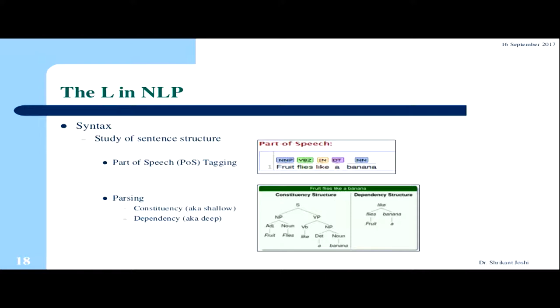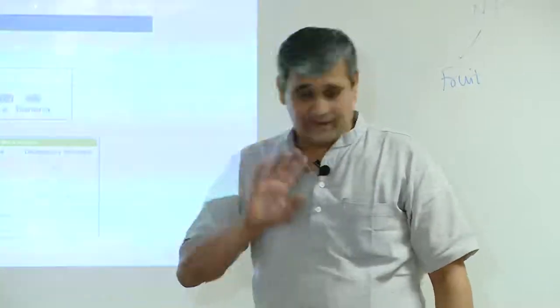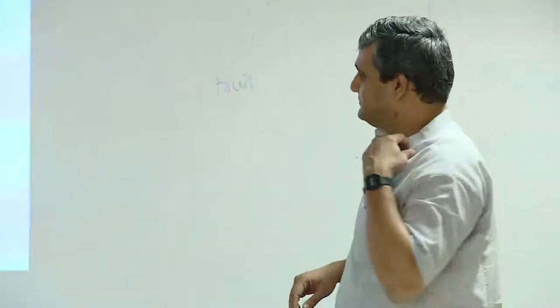How does it decide that this word is important in the next? Okay. So, how does the system? Yeah, that structure. Yeah. Okay.